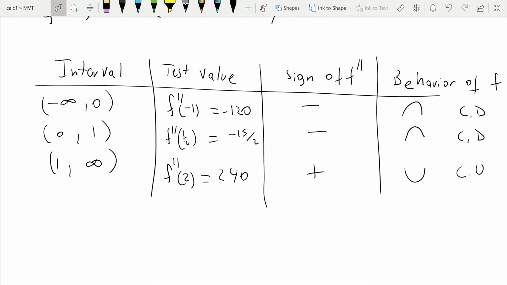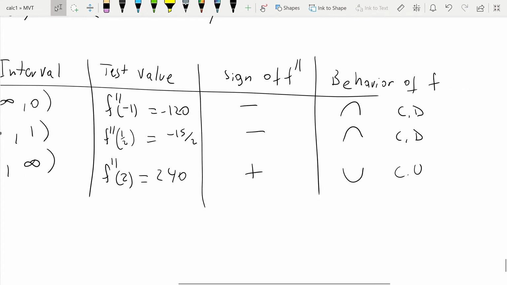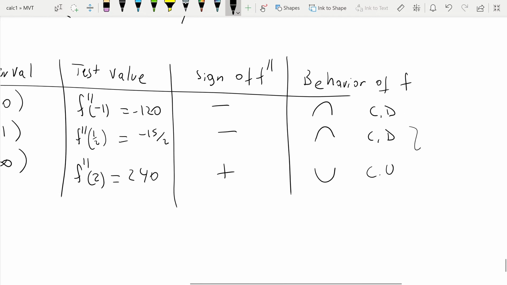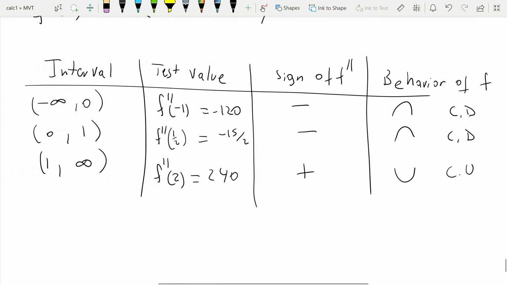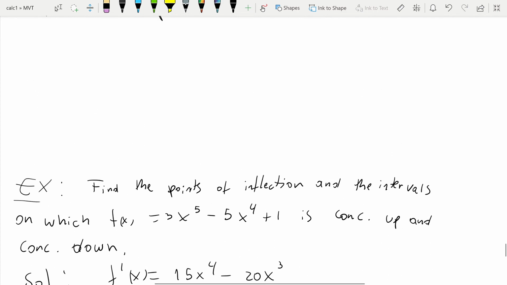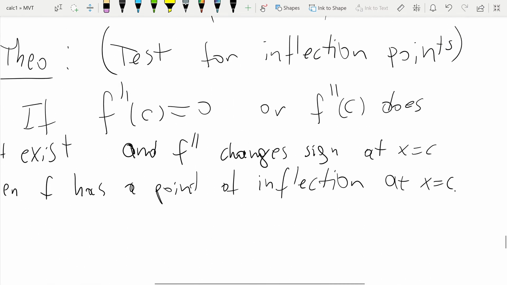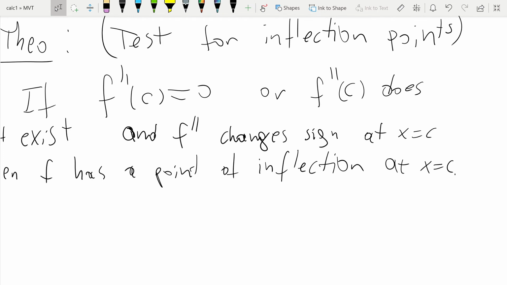This is another case, for 1. At 1, f double prime is equal to 0, and the sign of f double prime between 0 and 1 is negative, and after 1 is positive, so it's a change in concavity, as you can see in here. The function was concave down, then became concave up after 1. So f double prime is equal to 0, and there's a change in concavity. Then f has a point of inflection at 1.